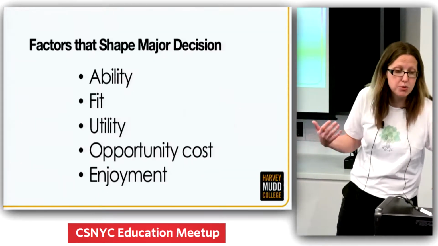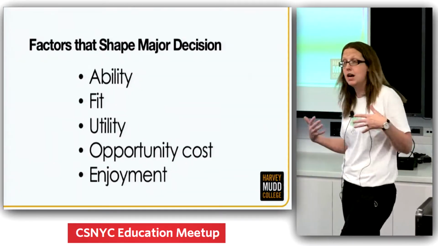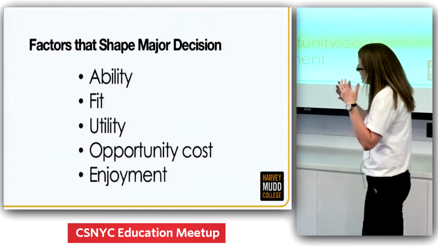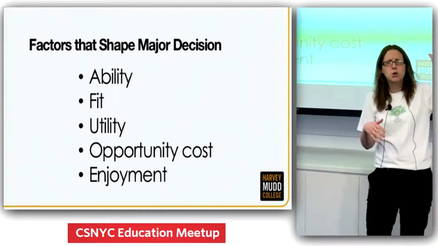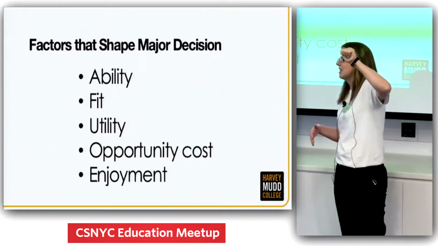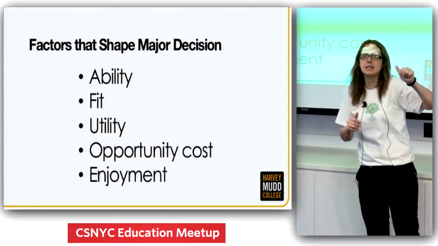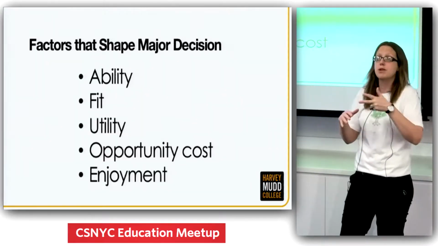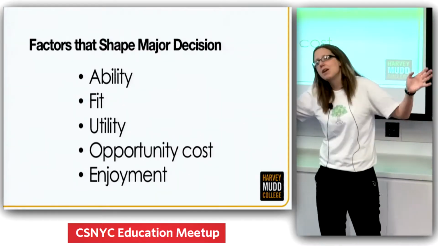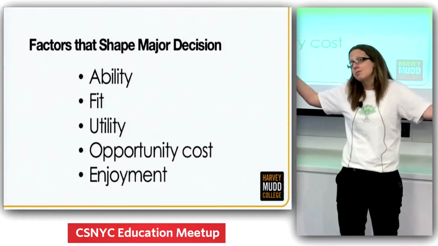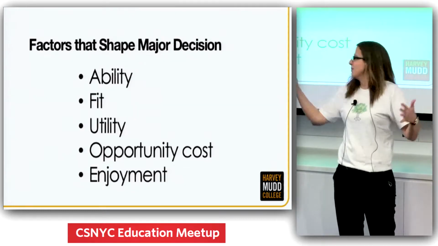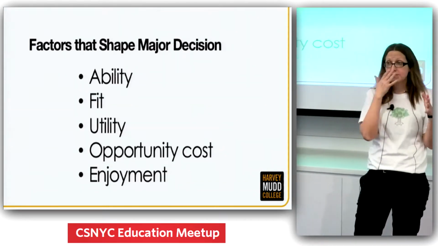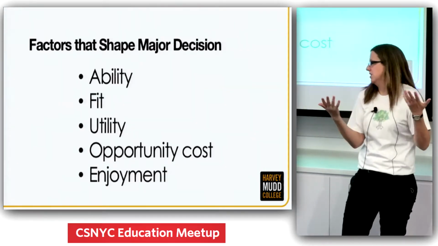Things that came out through these interviews, really important in how students shape their decision to major, are their perception of their own ability, their perception of whether or not they fit as a computer scientist, whether there was some utility to them of studying computer science. Some of them were like, well, I'm a senior and a bio major, so I'm not going to change. There was too much opportunity cost, or their enjoyment of the topic.